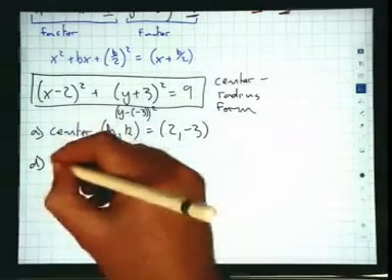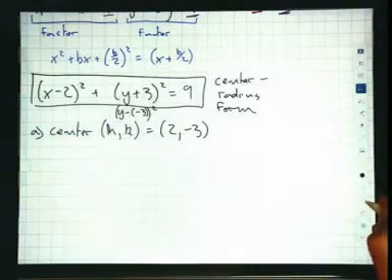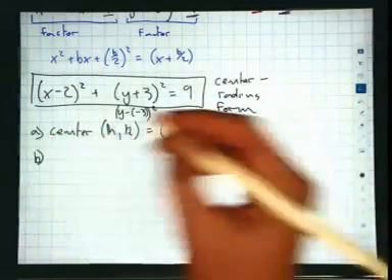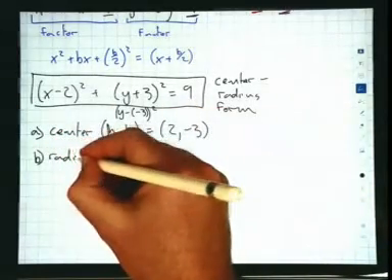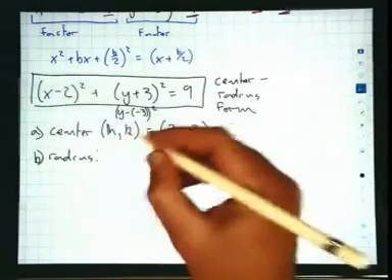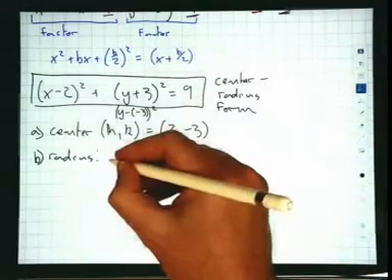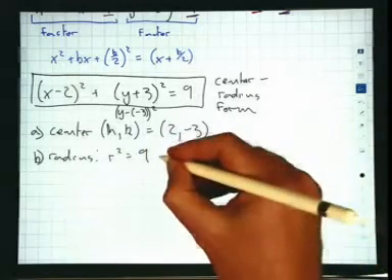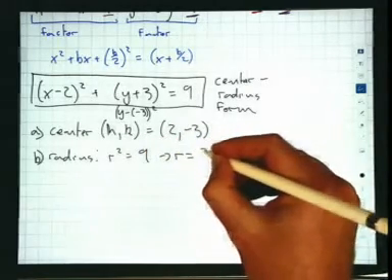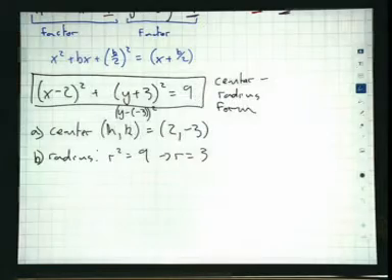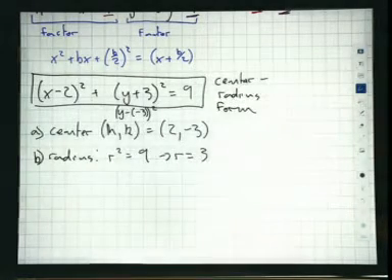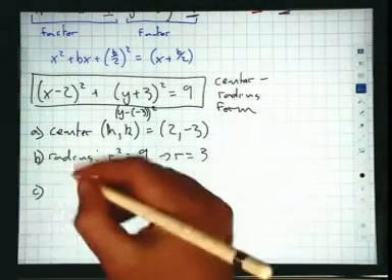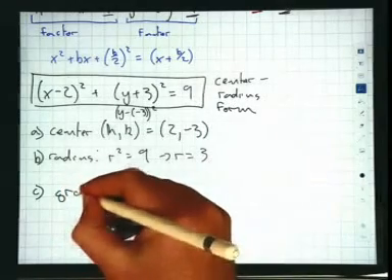What's my radius? That's part B. Remember, the format is that r squared is equal to 9. So that means that r is equal to 3. So there's my radius. I could tell you to graph this.